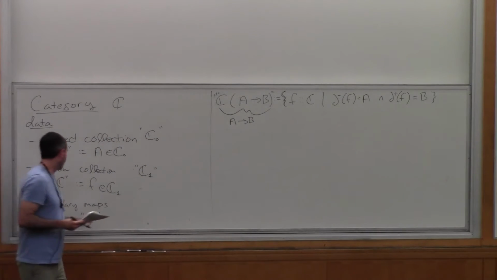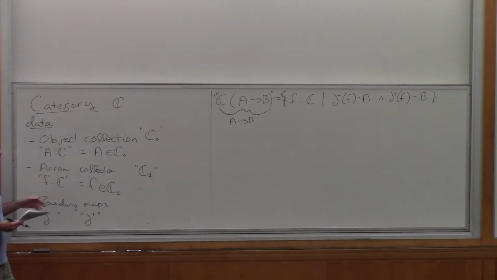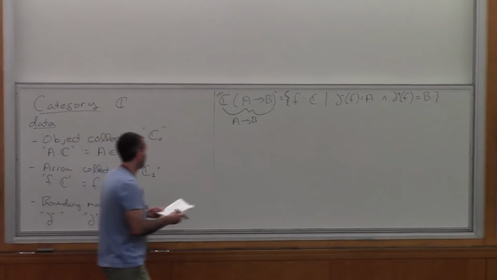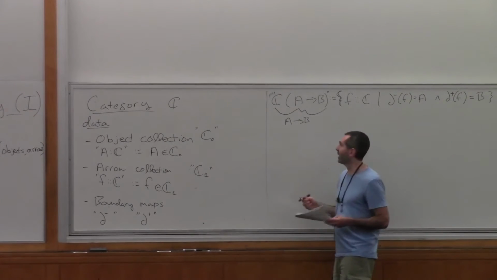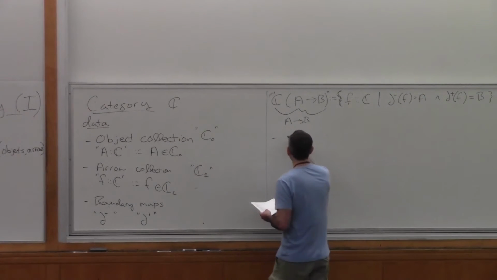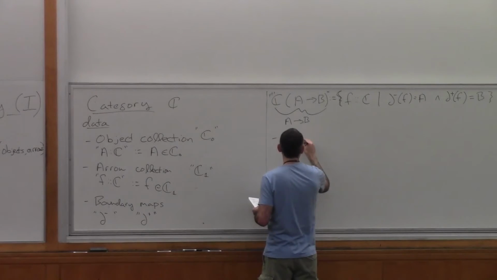So the arrows are classified by their boundaries. And now we have two ways to make arrows. We have identity arrows.